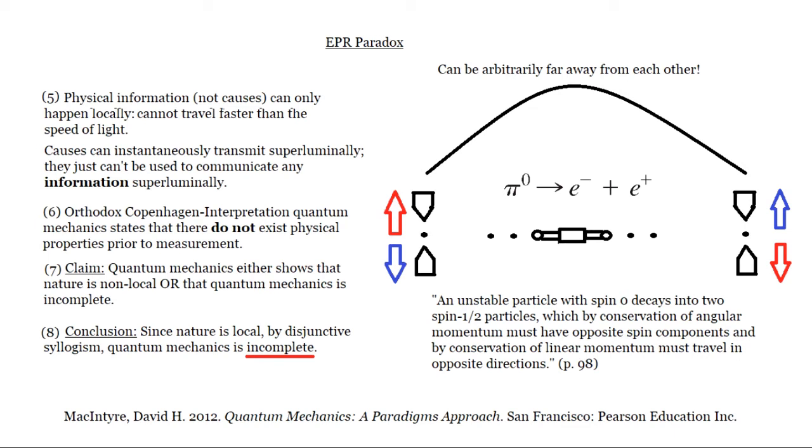Step 5 is where the locality assumption enters. That is, physical information, as to be distinguished from physical causes, which I'll explain in just a moment, can only happen locally. That is, it cannot travel faster than the speed of light. So what's the distinction here between information and causation? Well, according to the definition that we are going to use, information with respect to a physical system obtains only if we are capable of intervening upon that system in a way such that we could communicate information from that physical system to another physical system out of our own will, so to speak.